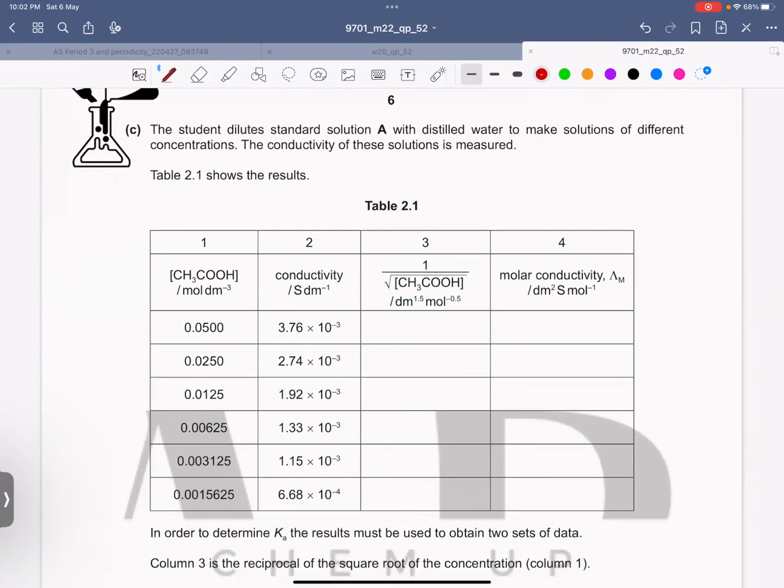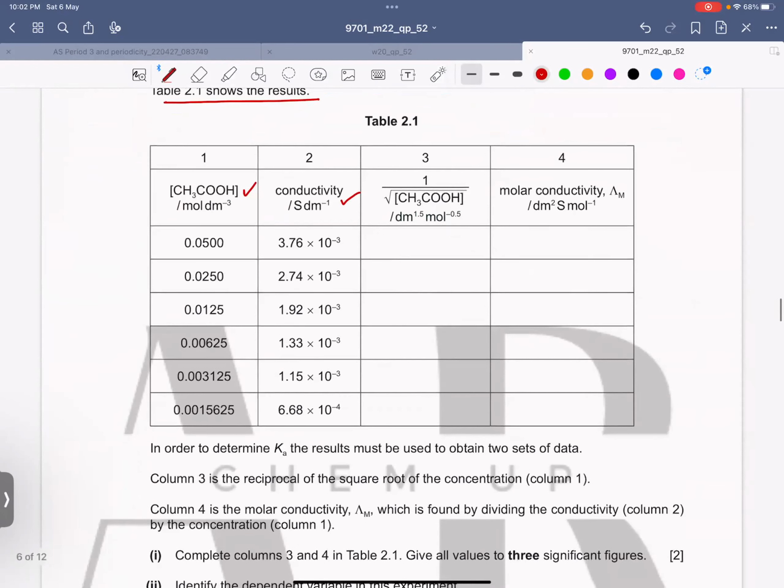Now, C part. The student dilutes standard solution A with distilled water to make solutions of different concentrations. The conductivity of these solutions is measured. Table 2.1 shows the result. So here they have provided you the concentration, and for those concentrations, the conductivity as well.